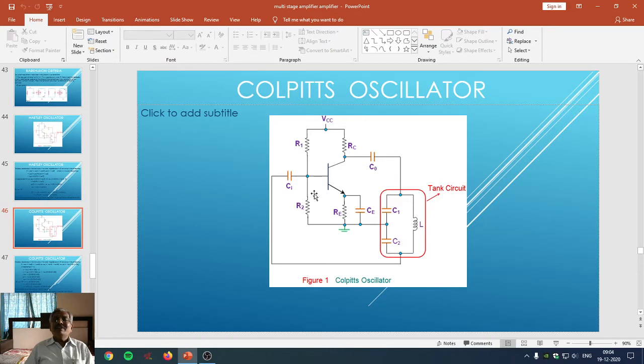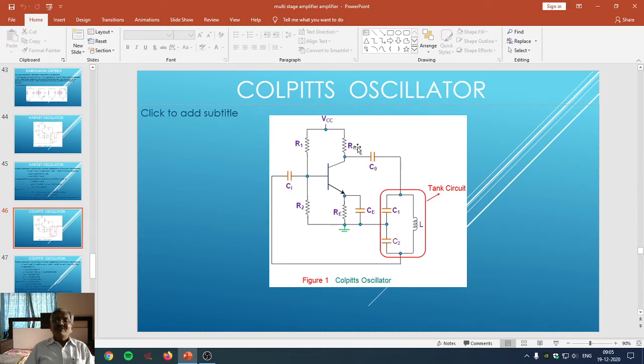Along with this biasing network, it makes use of RE as an emitter resistor. It provides self-biasing to the transistor. Capacitor C1 acts as the emitter bypass capacitor. It bypasses the AC component to the ground. It also includes RC as a collector resistance, which is equal to the load resistance, or sometimes it is used as a radio frequency choke.